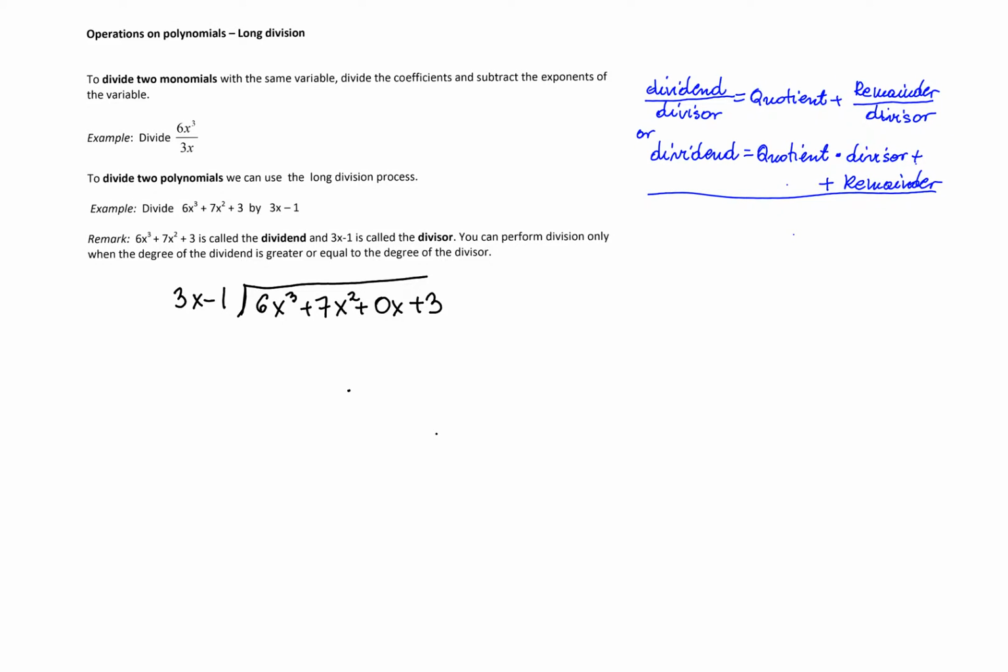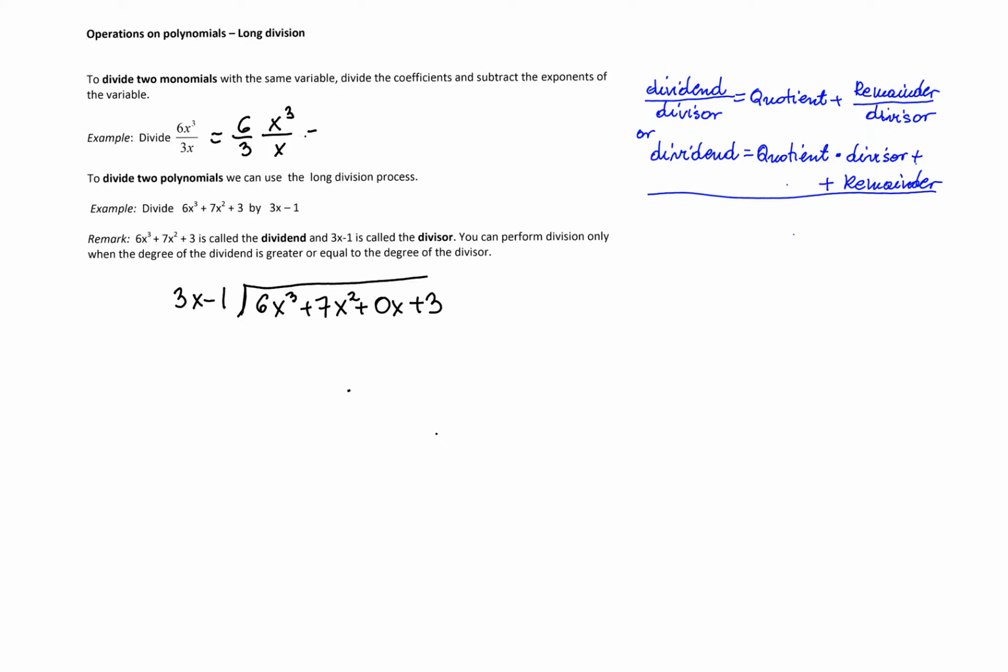To divide two polynomials, we use the long division process, a process very similar to the long division of real numbers. But before we go to that, let's recall how we divide two monomials. Suppose I want to divide 6x cubed over 3x. To divide those two monomials, we divide the numbers, if possible, and then we divide the exponents of x.